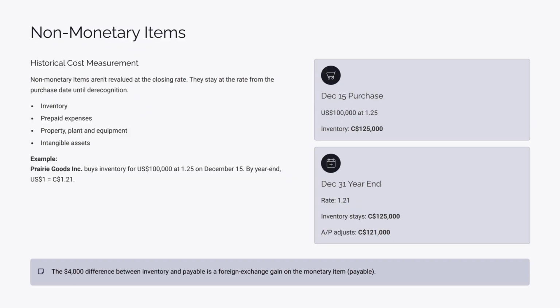The inventory remains $125,000, but the accounts payable, being monetary, adjusts to $121,000. That difference of $4,000 is a foreign exchange gain. But what if an asset is measured at fair value instead of historical cost? That's where the rules slightly change.